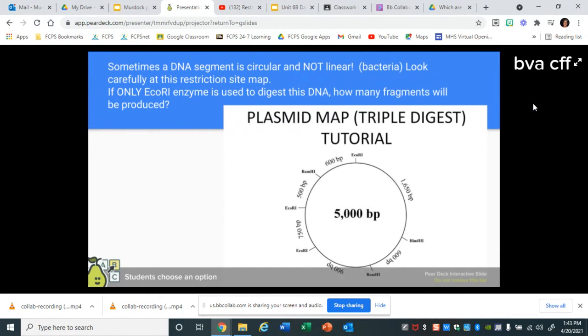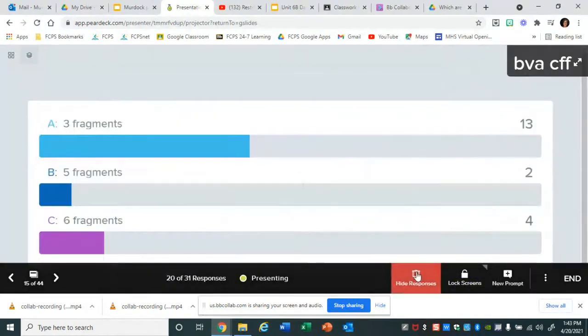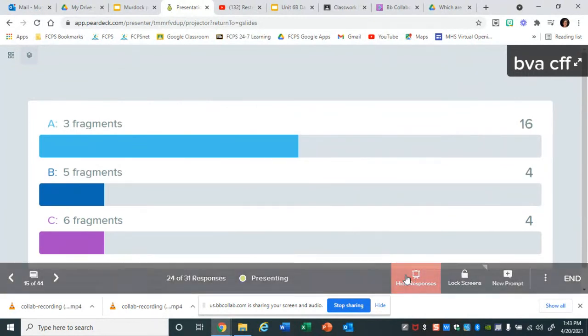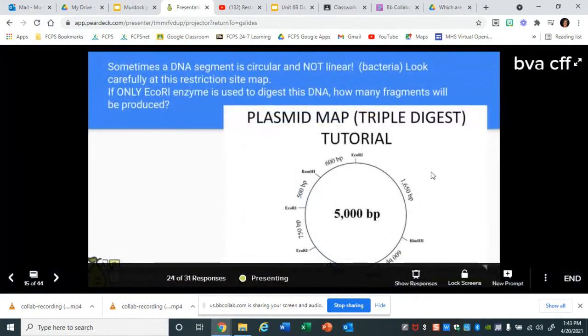But if only EcoRI is used, how many pieces are you going to get? How many fragments are you going to get? So we have some disagreement. Most people say 3. Okay, let's go back and let's look.